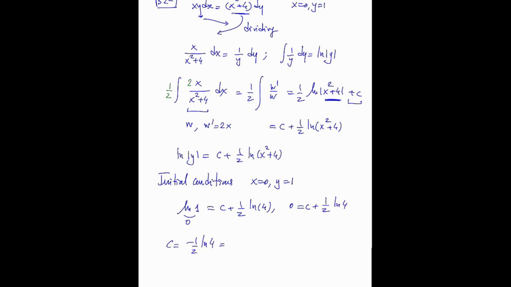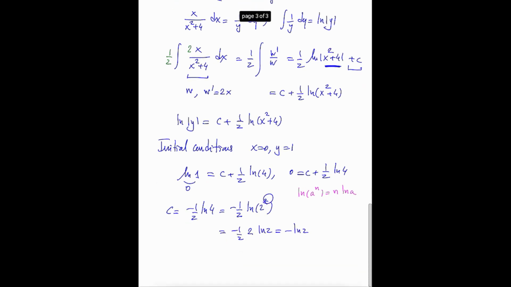But let's write this in a different way. This is minus 1/2 log of 2 squared. By the properties of the log, we know that the log of a to the n is equal to n times log of a. So what we have here is minus 1/2, and this 2 comes out, log of 2, so it's minus log of 2.